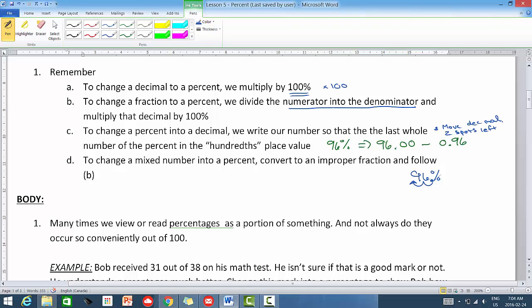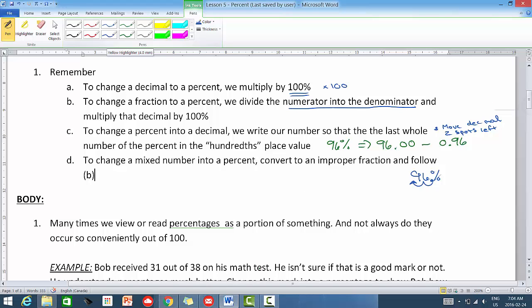And the last one, to change a mixed number into a percent, convert to an improper fraction and follow part B. So taking a mixed number, we have to first change our number into a decimal, so top divided by bottom, and then into a percent.